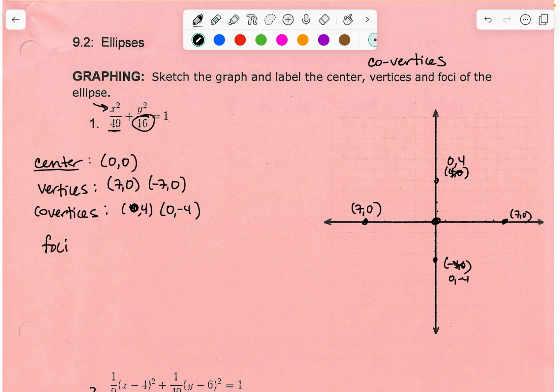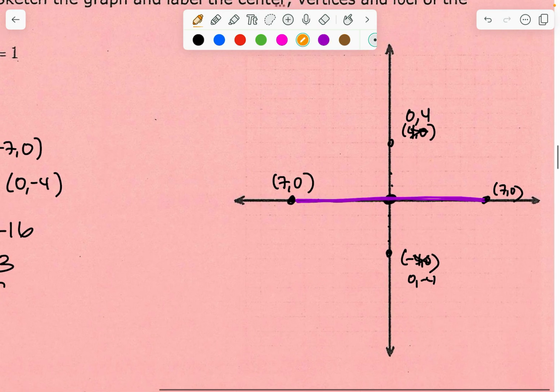What else do you want? The foci. In order to find that, you need to figure out what c is equal to. And that is 49 minus 16. So c squared equals 33. So c is the square root of 33. And remember, foci are always on the major axis. That's the longer one, this purple one, the side to side. Square root of 33 is in between 5 and 6. So I'm going to go forward 1, 2, 3, 4, 5, and some change. That looks kind of gross because I can't see the lines.